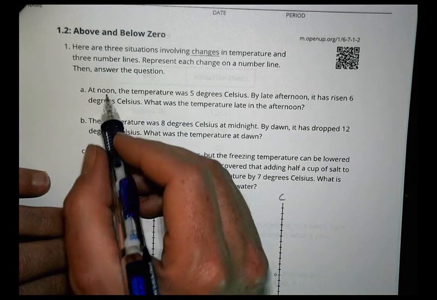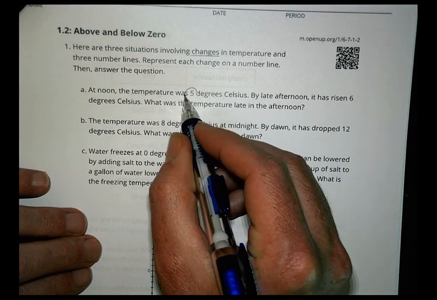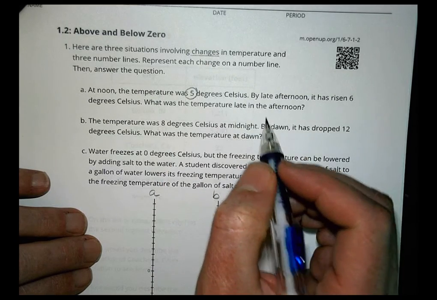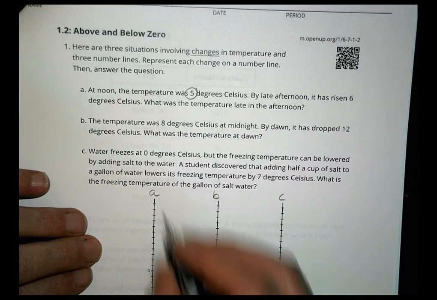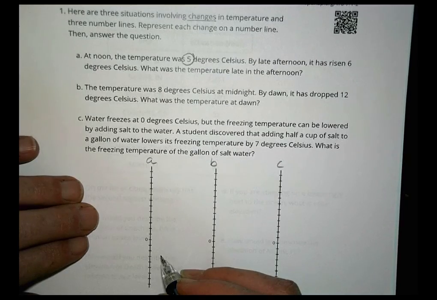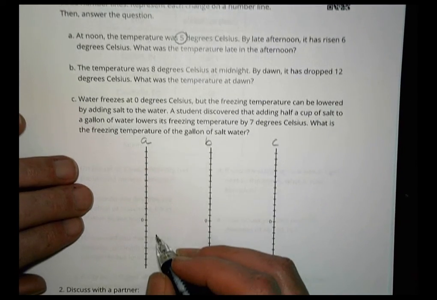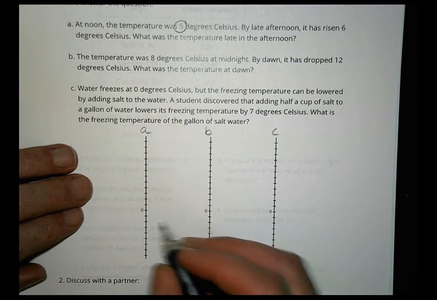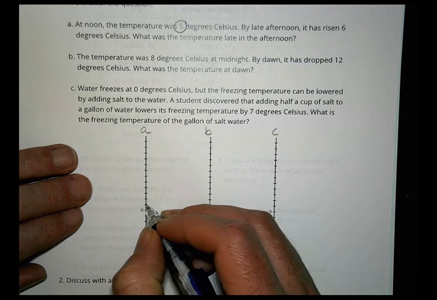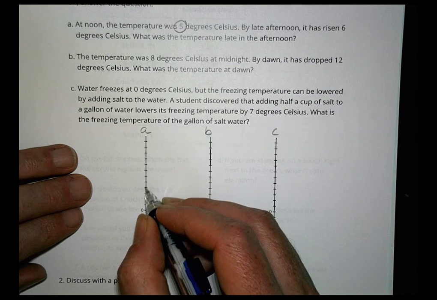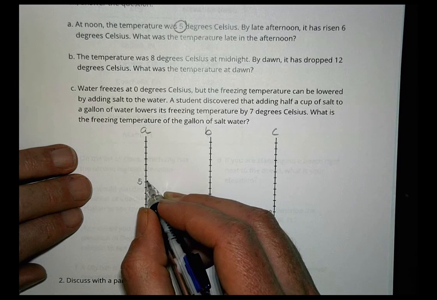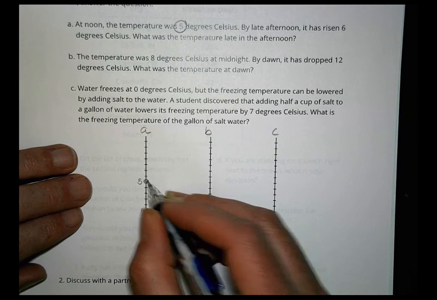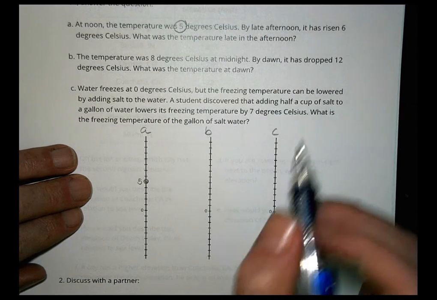For the first one, it says at noon the temperature was 5 degrees Celsius. Okay, so let's go over here and make this like our temperature gauge. I'm going to zoom up a little bit there. Alright, so we're going to go to 5. So we're at 0. Let's count up 1, 2, 3, 4, 5. So here's 5, and we're going to start right there. I'm going to draw a circle just like I had circled the 5 there.